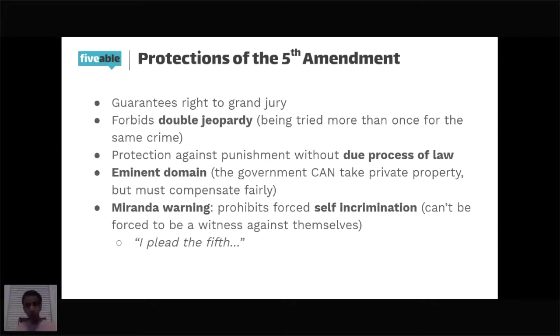Okay, there you go. So the first one is it guarantees the right to a grand jury. The second one, it forbids what's called double jeopardy. So double jeopardy is being tried more than once for the same crime.